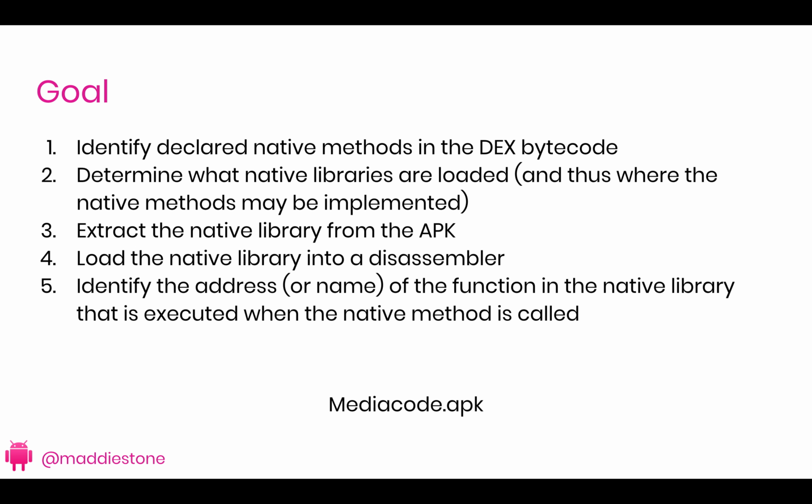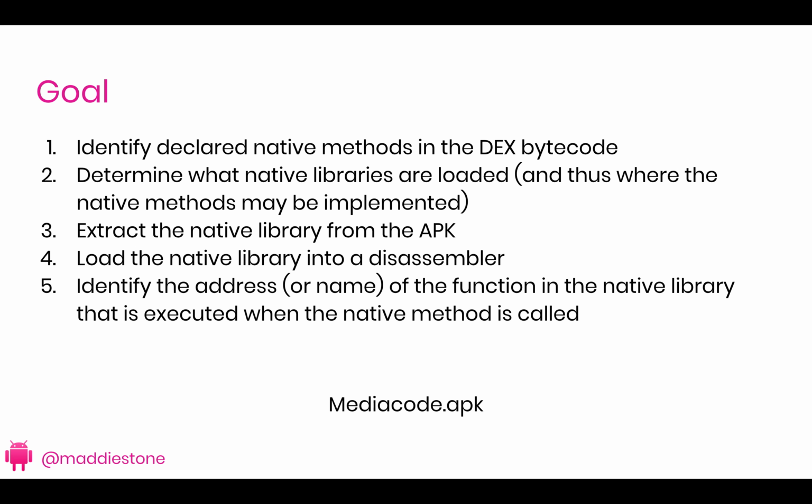so that you're not scrolling through all of them, maybe 6 or 7, and instead really focusing where you think that function is implemented. Then we need to extract the native library from the APK, load that native library into a disassembler, so we are going to be using Ghidra, and then identify the address or the name of the function in the native library that is executed when the native method is called. In this exercise, we're using the sample mediacode.apk. So let's get to it.